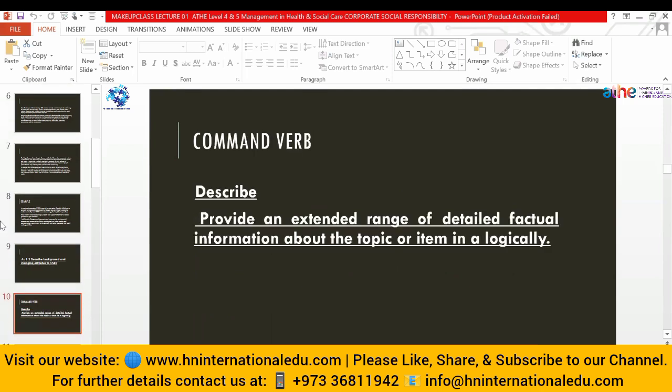The word describe means provide an extended range of detailed factual information about the topic or item in a logical way. That is, you're going to explain each and every aspect in way too much detail. Whether it's a definition, whether it's an example, whether there is an explanation of the indicative content with the help of statistic evidence, you have to prove yourself through writing, providing data.